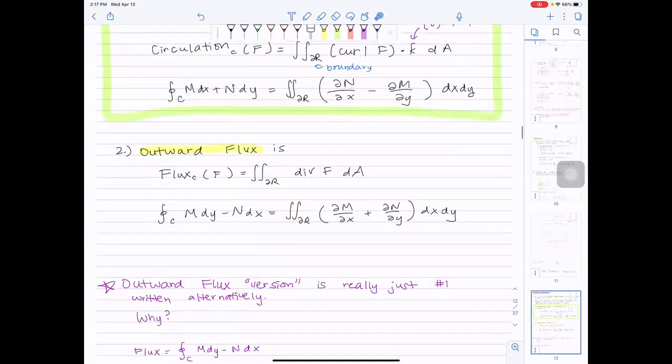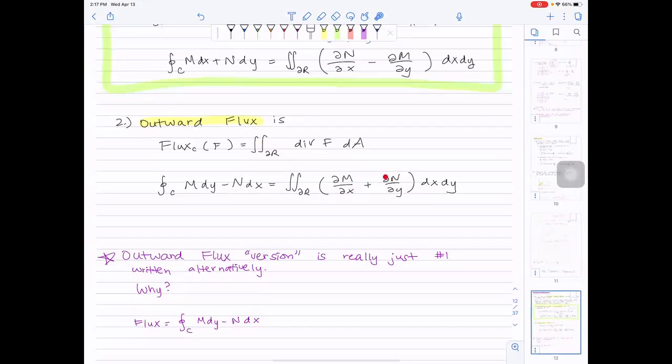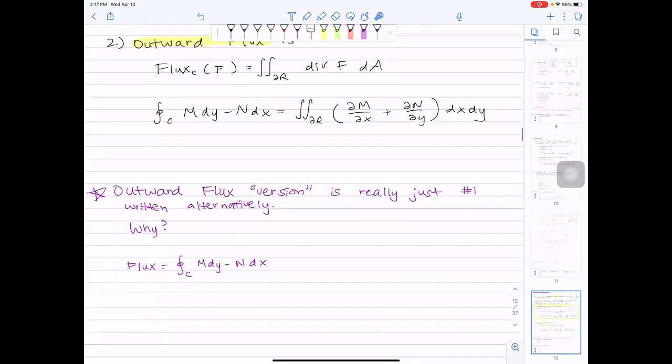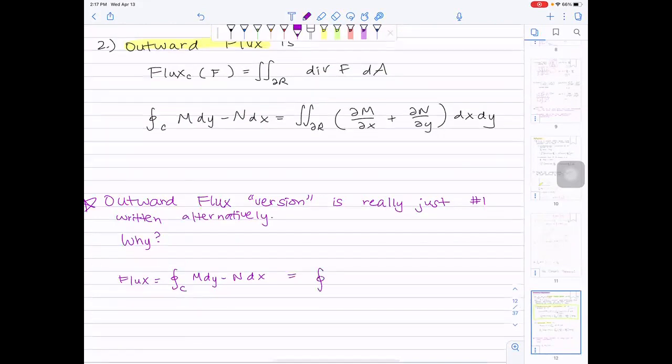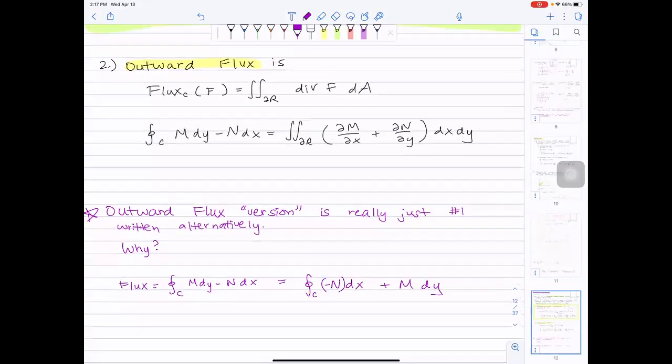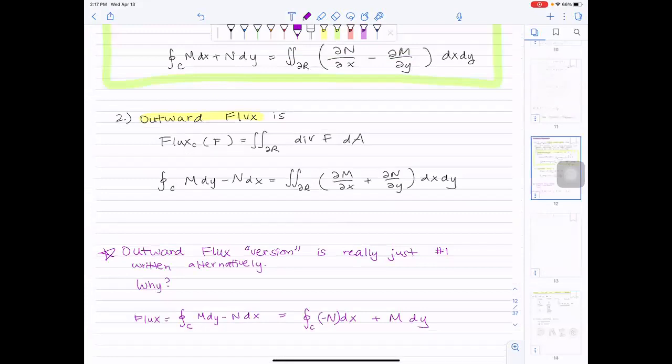So flux says that we're doing the integral of partial m over x plus partial n over y. Oh wait, actually, let's start with what flux is. It's m dy minus n dx. Let's rewrite it so that the n, or the dx part, is in the front, minus n dx plus m dy. Now, what does Green's theorem say? Green's theorem says that we should do the double integral of partial n over x minus partial m over y.